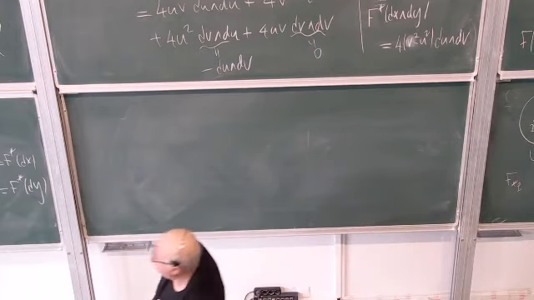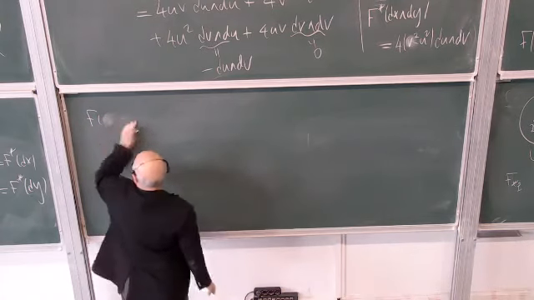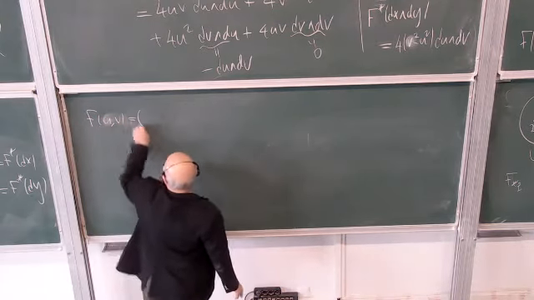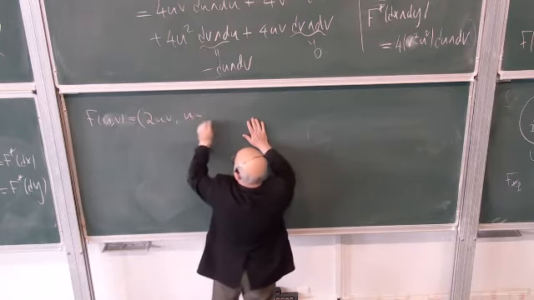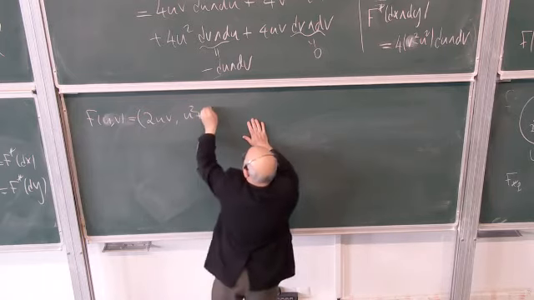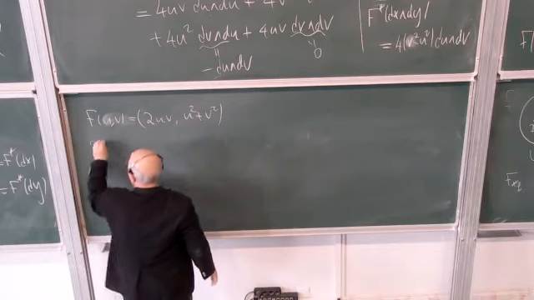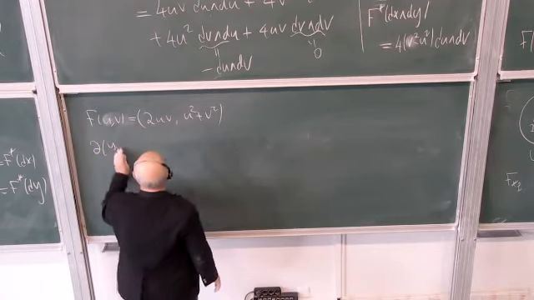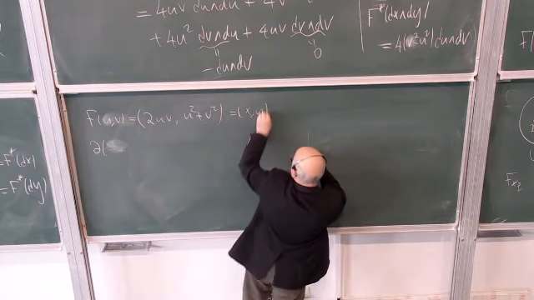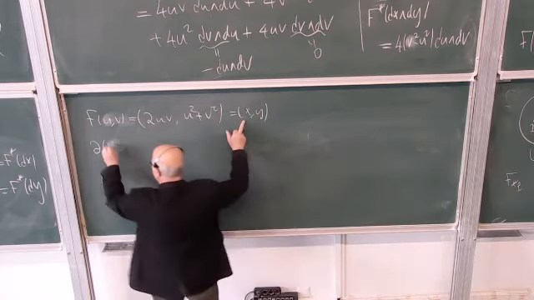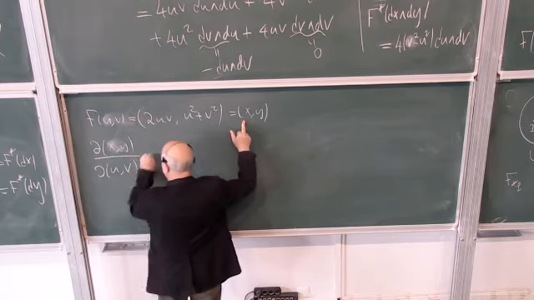So what is f? f was this map: f(u,v) is just (2uv, u squared plus v squared). So what is the Jacobian of (u,v)? No, I regard this as (x,y). So the Jacobian of the new variables with respect to the old ones.